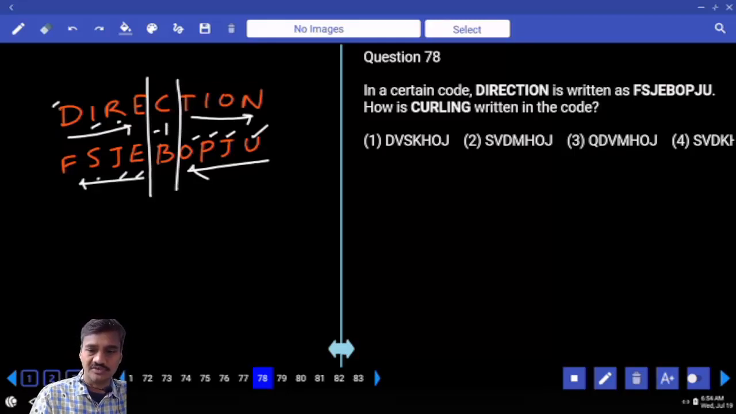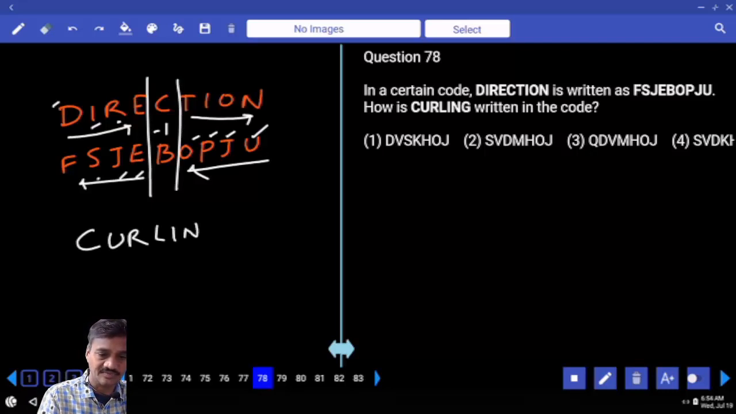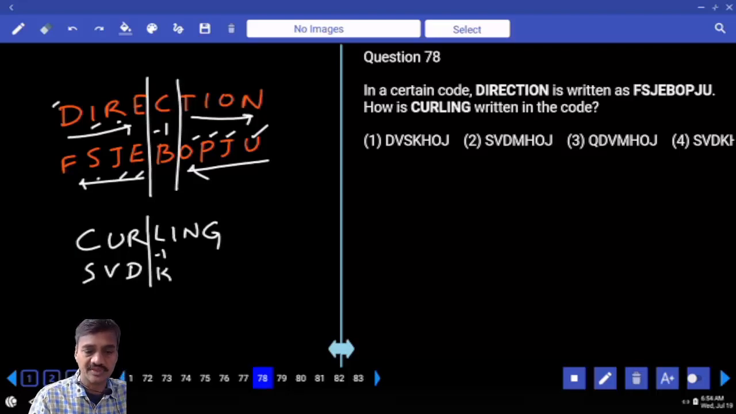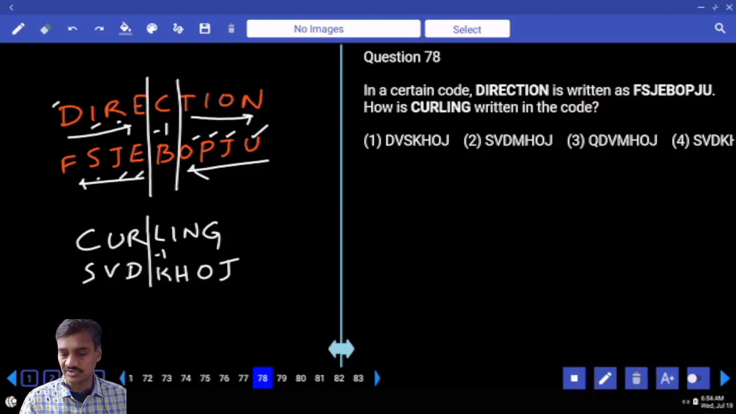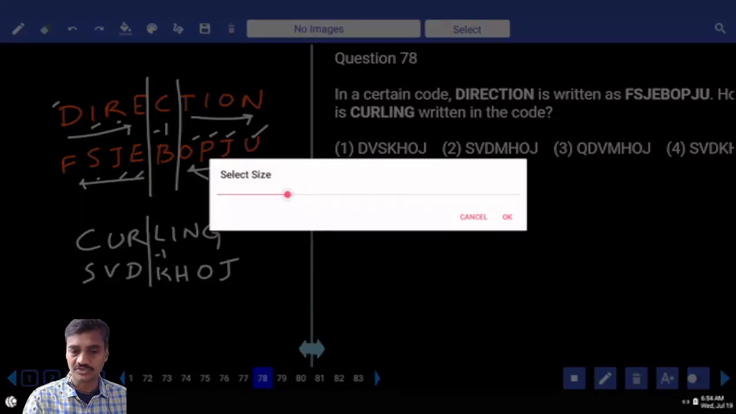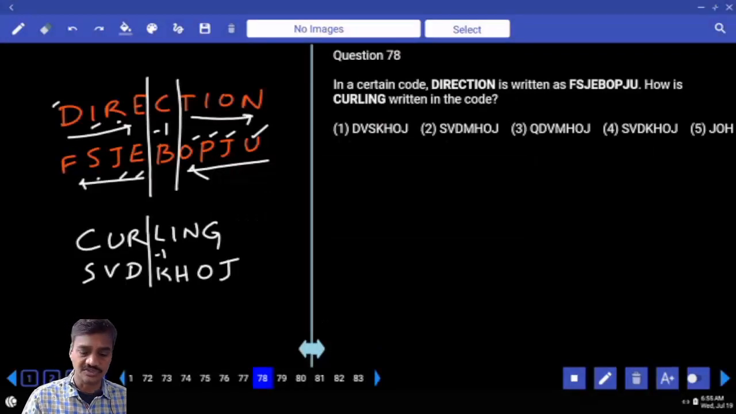In the same way, the word curling, C-U-R-L-I-N-G. Then tell me what we need to do here. For the middle letter, L minus 1 is K, and K must be at the center. C plus 1 is D, U plus 1 is V, R plus 1 is S, so S, V, D, K. And here again, I plus 1 is J, N plus 1 is O, G plus 1 is H. So S, V, D, K, H, O, J, choice 4.